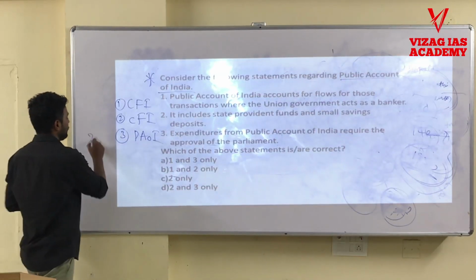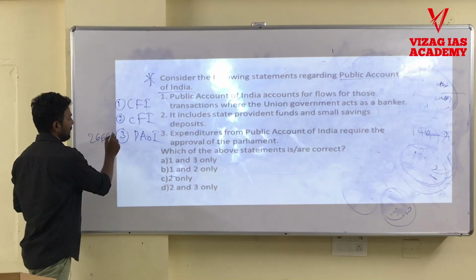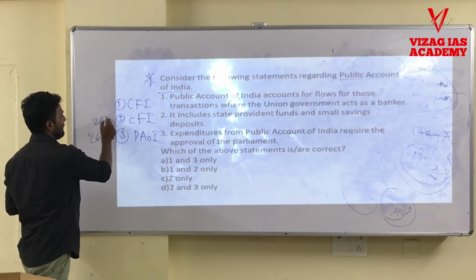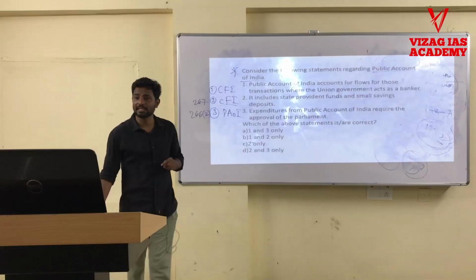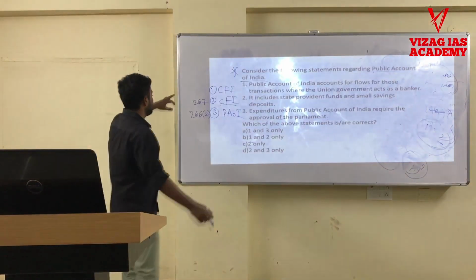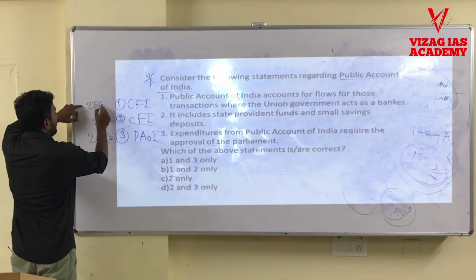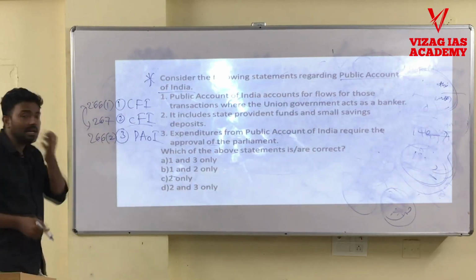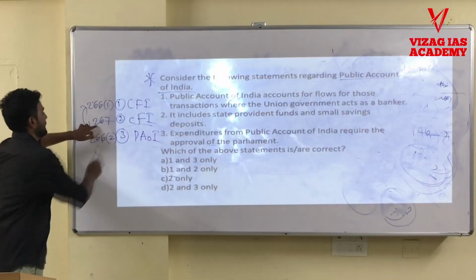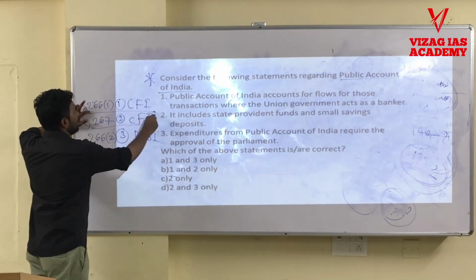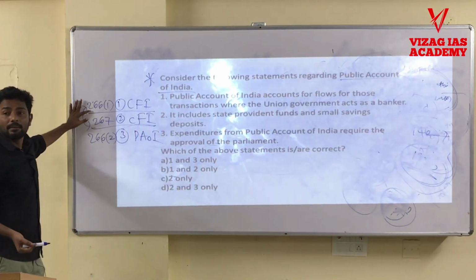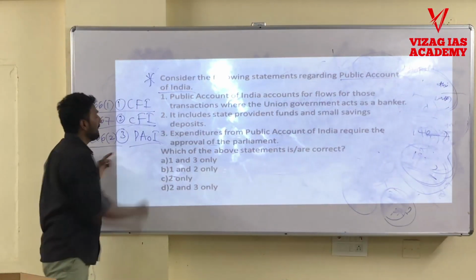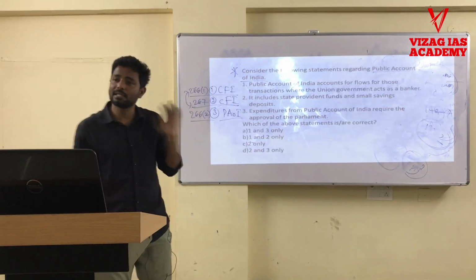So this is under, I think, 266(2). Contingency Fund is 267, I think. Please check once. I think this is 266(1), or vice versa. Please check the articles once. 267, right. 266(1) is the Consolidated Fund of India, and 266(2) is the Public Account of India. These are the 3 funds which we have discussed in the class.